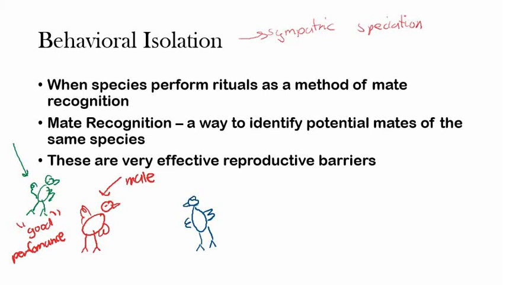And they perform very effective barriers. What this is called is mate recognition. Whenever it gives this performance, it's a good way of the female knowing that it's okay to mate with this male. Because of this behavior, it's a very effective reproductive barrier. Behavioral isolation. Remember that.